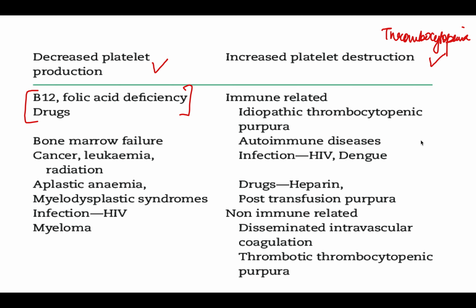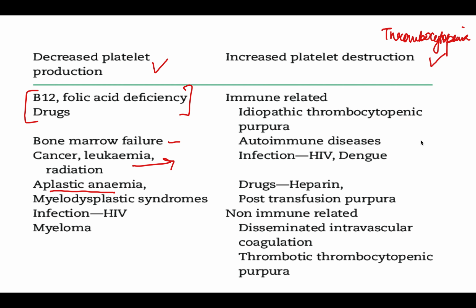You have B12 deficiency, folic acid deficiency. Some drugs can depress the bone marrow. There can be bone marrow failure. Some space occupying lesions of the bone like cancer, leukemia. These can also lead to decreased platelet production, as can aplastic anemia and certain infections.